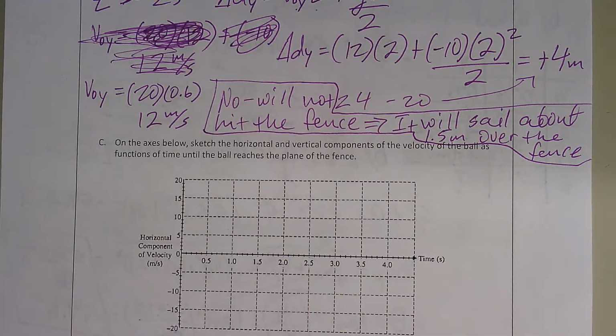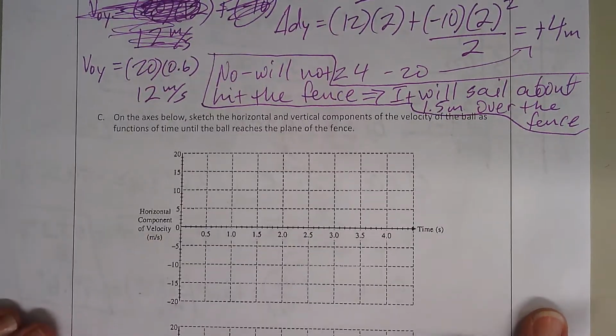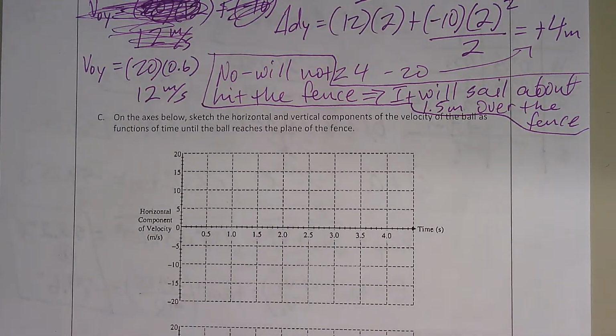Okay? So, on the axes below, sketch the horizontal and vertical components of velocity of the ball as functions of time until the ball reaches the plane of the fence. What time does the ball reach the plane of the fence? 2 seconds. So should my graph be drawn beyond 2 seconds? No. And that is a big deal. Do you see how tricky that is?